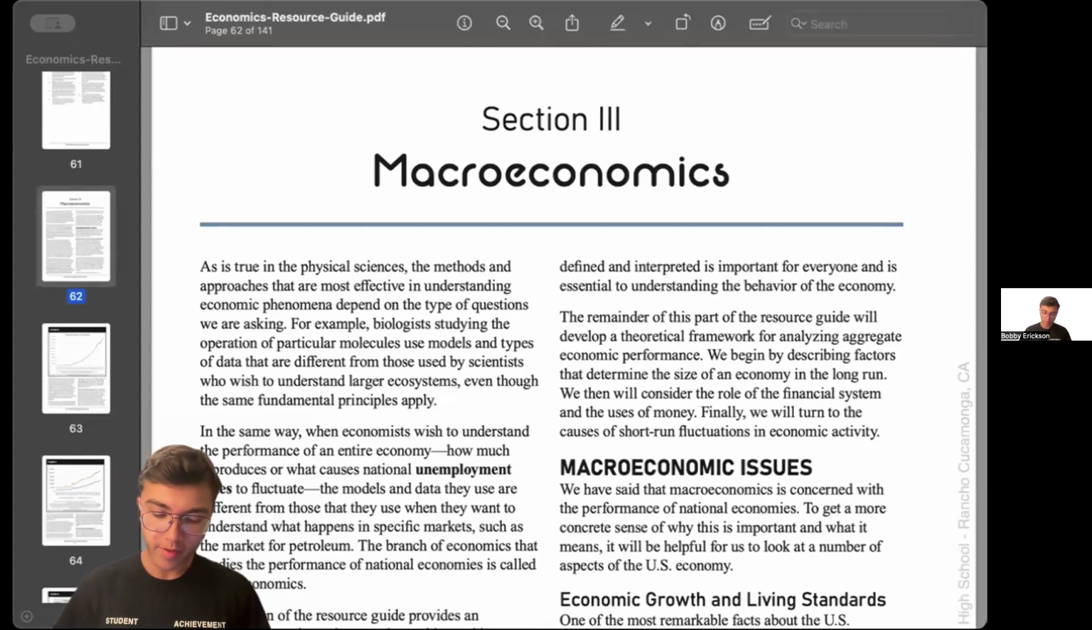All right, so we're going to be going over section 3, which talks about macroeconomics for the Econ packet for Academic. And so we're going to begin our discussion by talking about, well, what are the approaches and methods of understanding economics as a whole, just like in physical sciences.